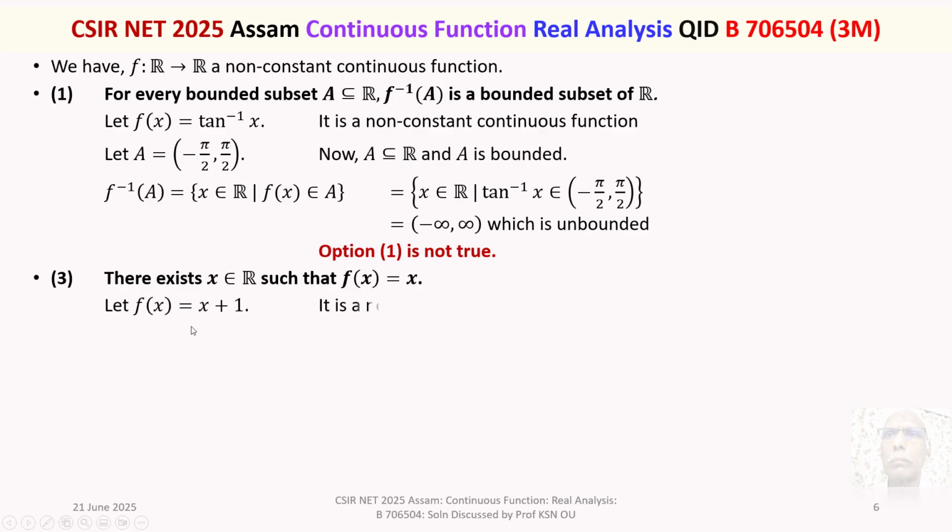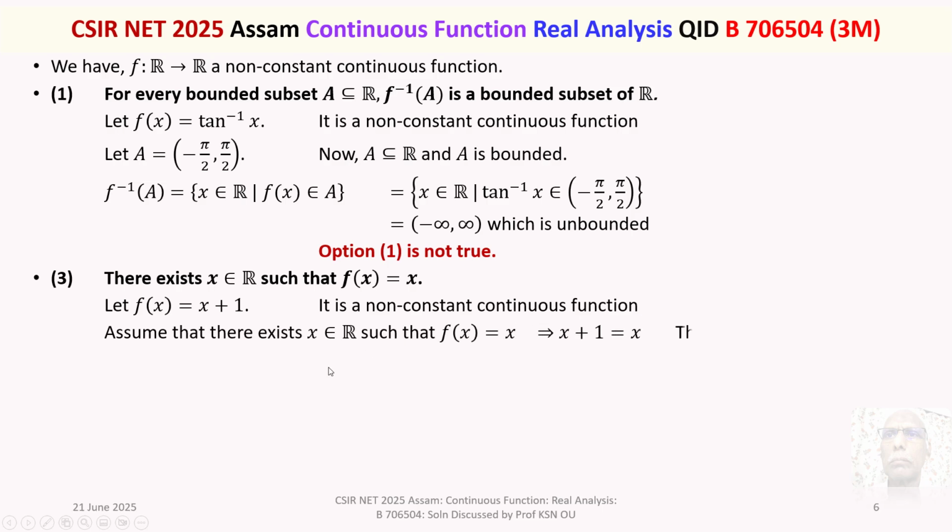So, let f of x is equal to x plus 1. It's a non-constant continuous function. We assume, let us say, that there exists an x belongs to R such that f of x is equal to x. It means to say x plus 1 is equal to x. Is there any real number x which satisfies this property, that is x plus 1 is equal to x? No. It is untenable. This is not true. Therefore, our assumption is false. Therefore, there does not exist any real number x belongs to R such that f of x equal x. Option 3 is not true.